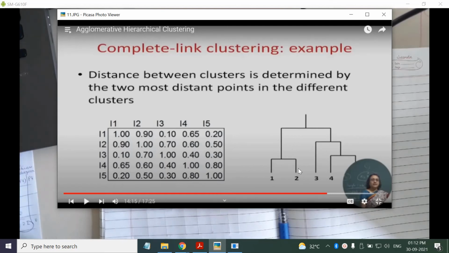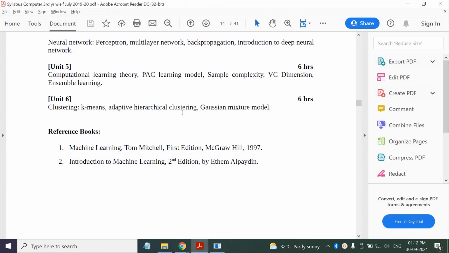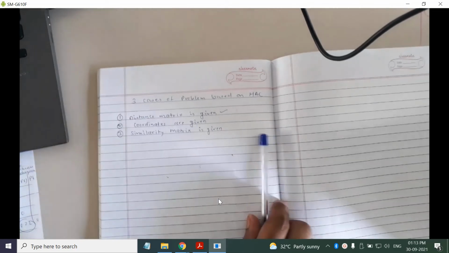Okay, so any doubt? So this completes our 2nd unit. Okay, so 2 units are over. The last topic which is remaining from this unit is Gaussian mixture model, and I have decided to give this as self-learning topic. Okay, Gaussian mixture model, but I will give you the brief idea about Gaussian mixture model. Okay, so take an example.